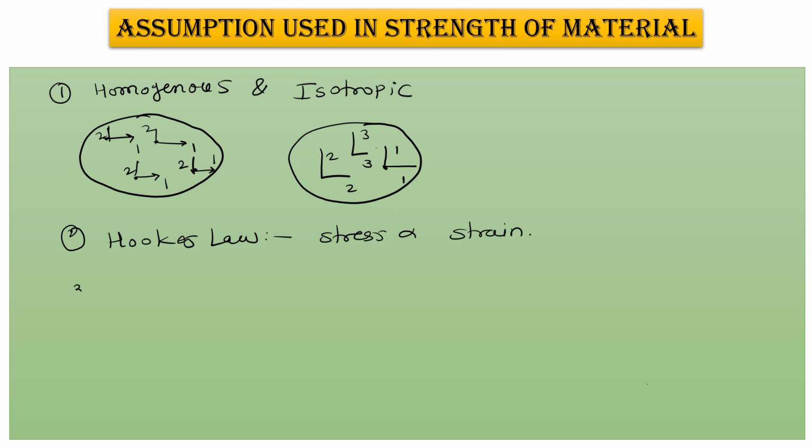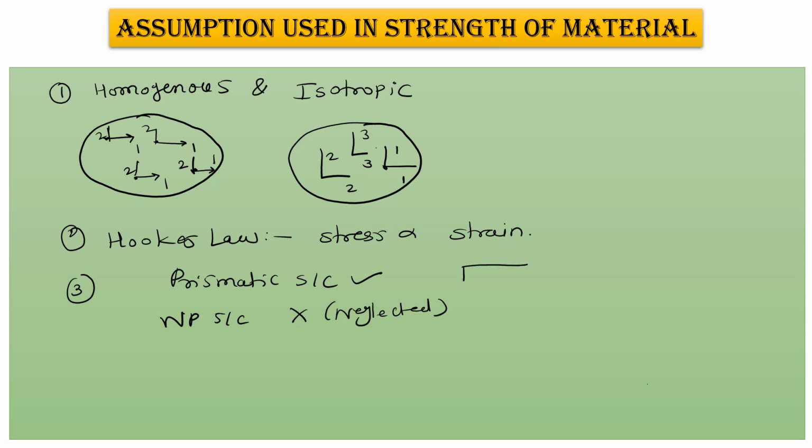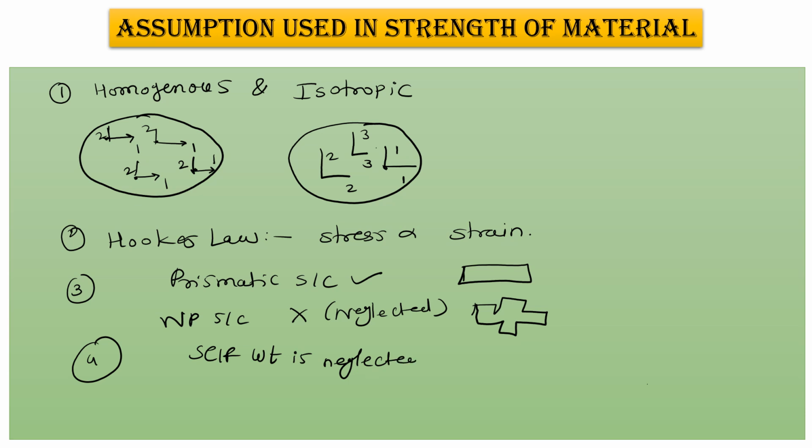The next assumption is that a prismatic section is considered; a non-prismatic section is neglected. A prismatic section is one in which the dimensions are the same throughout, and a non-prismatic section is one which does not have uniform dimensions. Then fourth is self-weight. Self-weight is neglected, but surface force is considered.